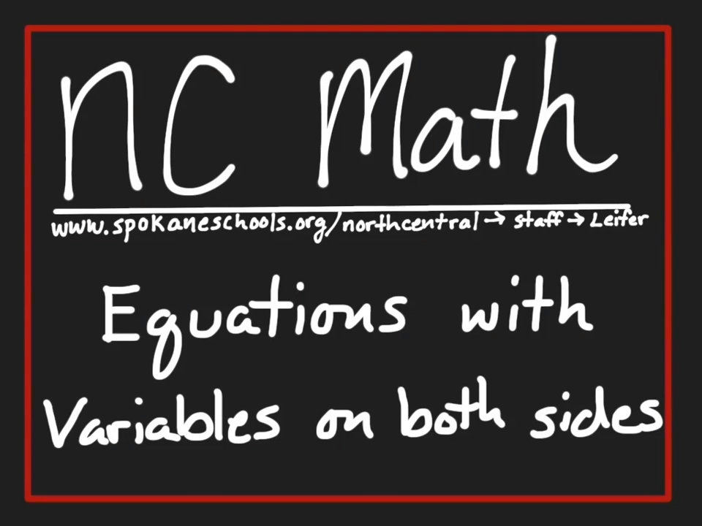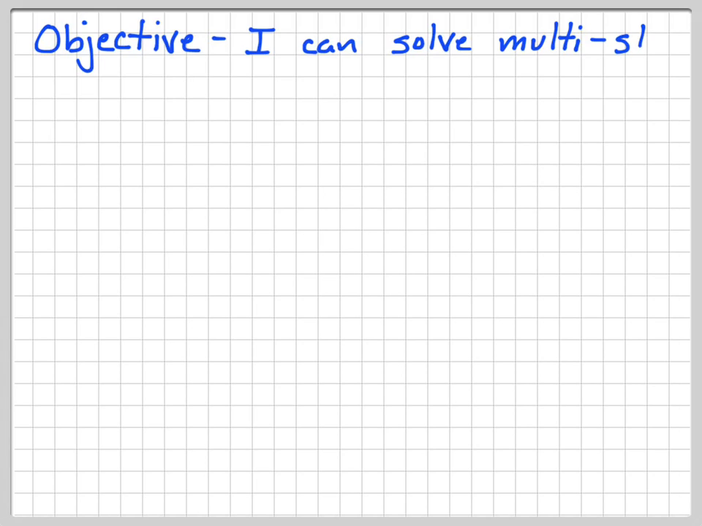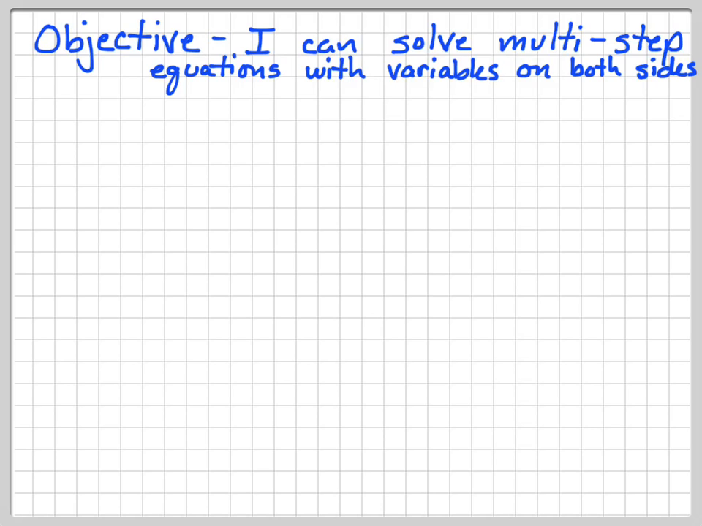Okay, today we're going to learn about equations with variables on both sides. The objective: I can solve multi-step equations with variables on both sides. Now, here's a quick example of what that looks like.